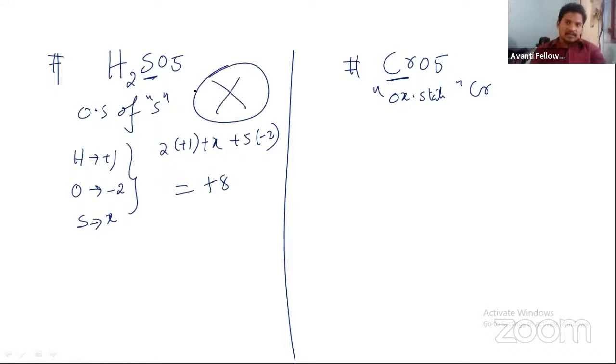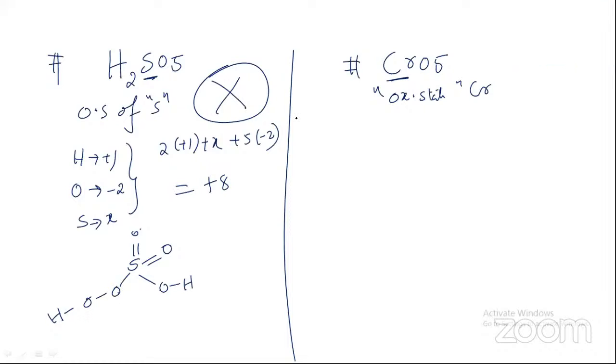Why it is wrong? The reason because if you see S double bond O, bond OH and bond O, bond OH. If you calculate here, how many oxygens are there? 1, 2, 3, 4, 5. You are having 5 oxygens.